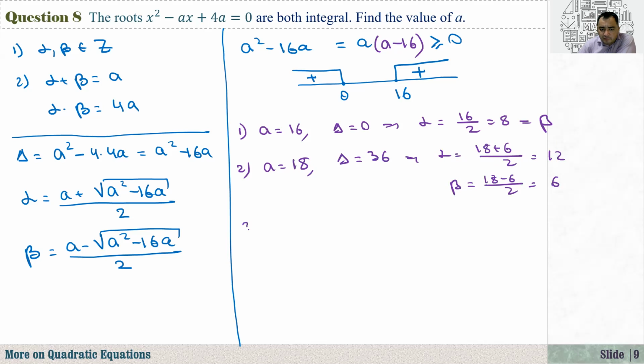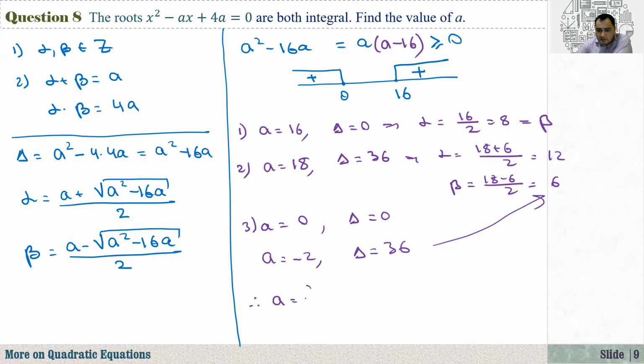Another way is, how about, for example, a is equal to 0. If a is equal to 0, again, this discriminant is equal to 0. And when it is 0, we have one answer, this 8. And how about if a is equal to negative 2, for example? If a is equal to negative 2, negative 2 times negative 18, that's 36, the delta is equal to 36. And also here we have these roots, right? So we have four possible answers then. All possible answers for a are negative 2, 0, 16, and 18.